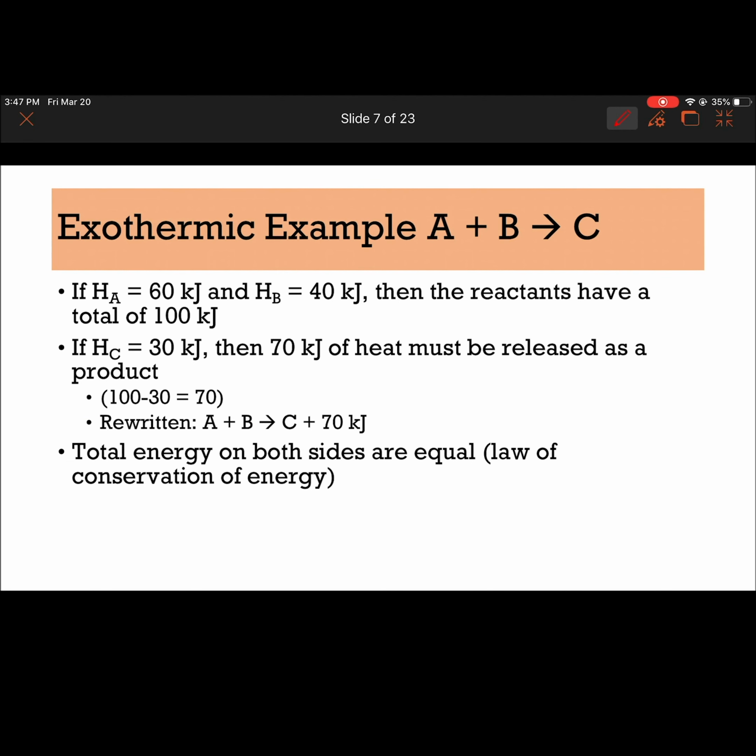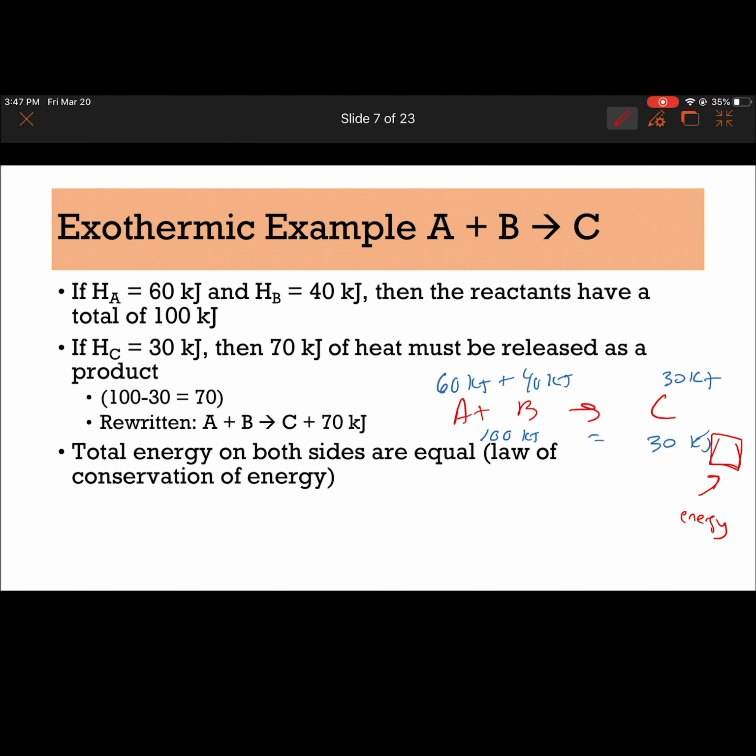So let's work through an example. Again, we're going to continue with the A plus B gives us C reaction. And here, it's telling you that A has a heat of 60 kilojoules. B has a heat of 40 kilojoules. And so in total, our reactants have 100 kilojoules of energy. So now it's saying that the heat of C is 30 kilojoules. So again, 30 does not equal 100. So something is not right, and that means that we're missing energy on the product side.